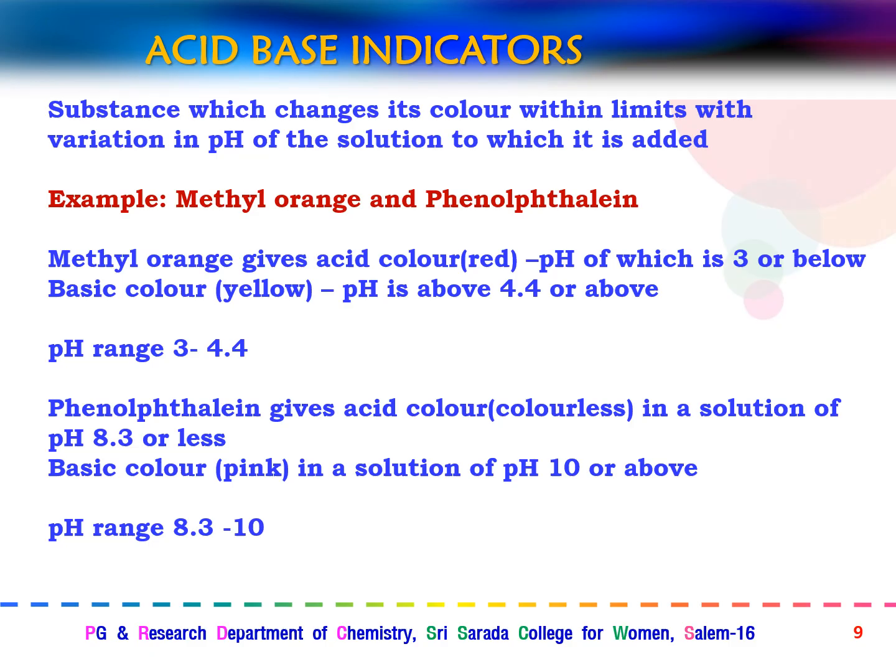The next one is phenolphthalein. Phenolphthalein is another common indicator which gives the acid color, that is colorless, in a solution of pH 8.3 or less, and the full basic color, that is pink, in a solution of pH 10 or above. Thus, phenolphthalein can be used to determine the pH range, especially between 8.3 and 10.